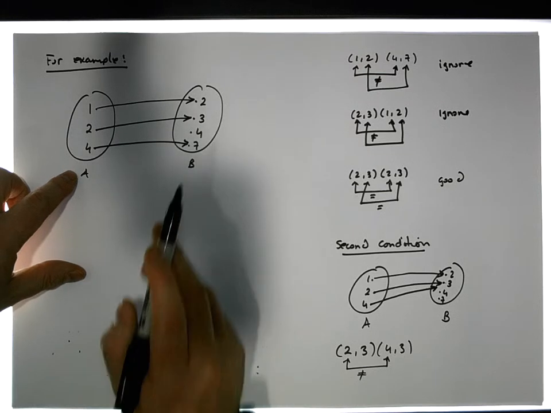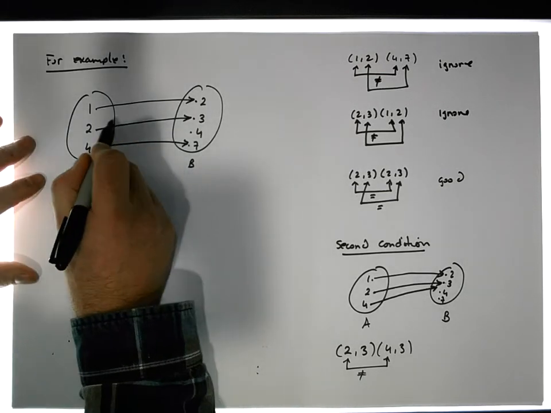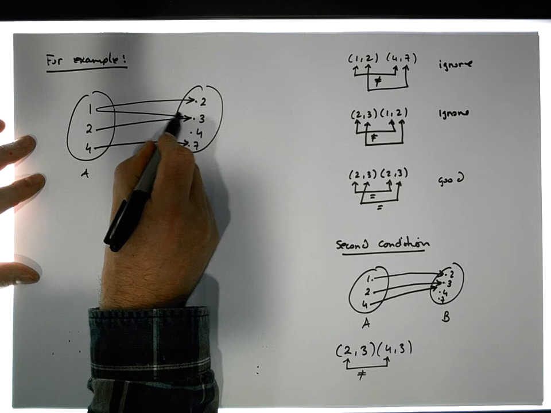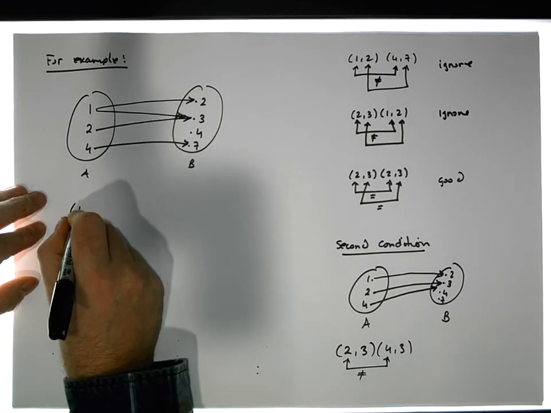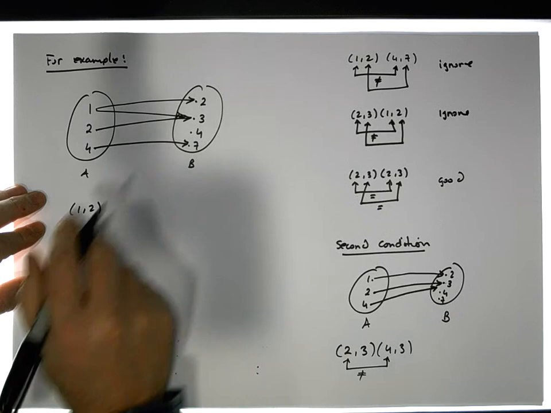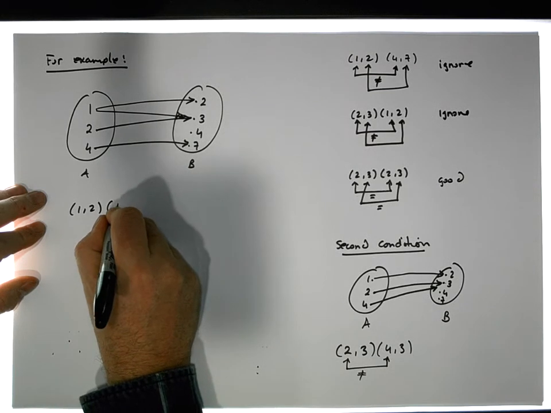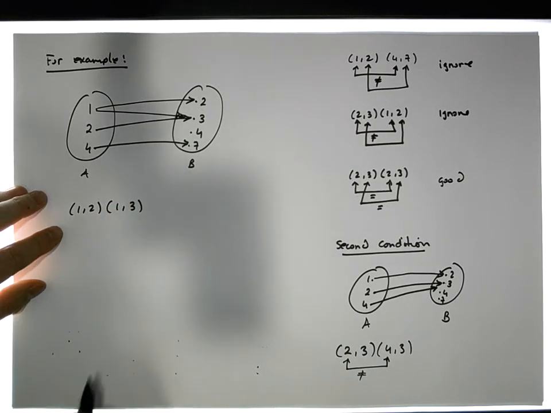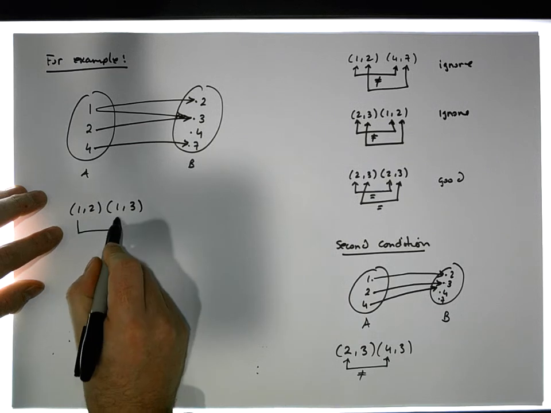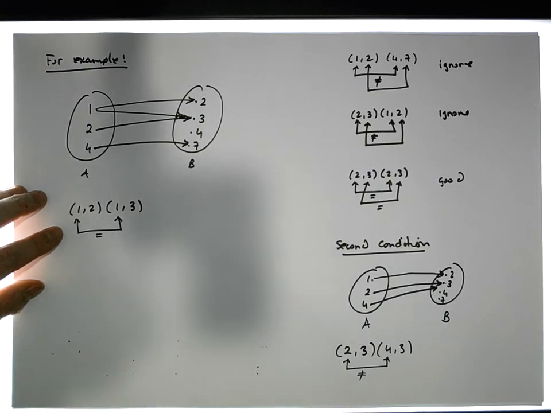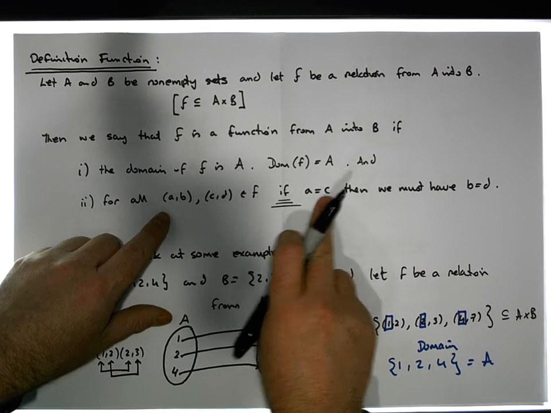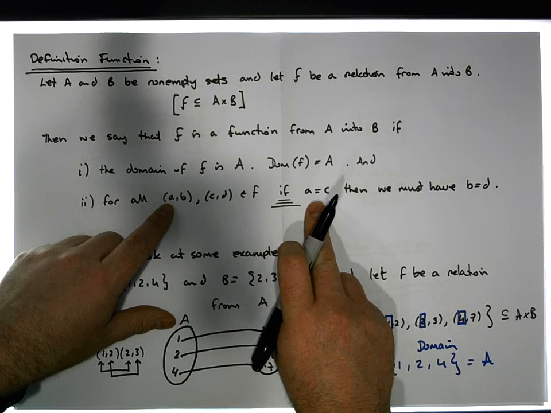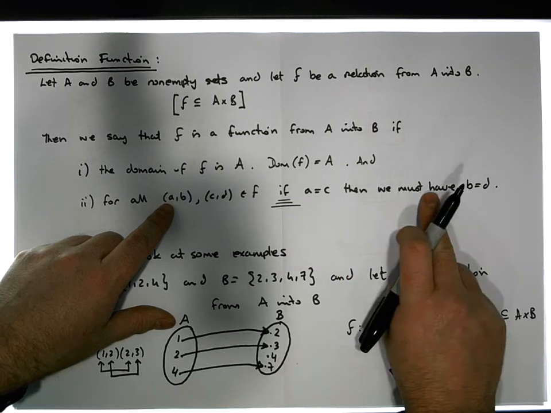But let's do something else. Let's say we have 1 is also mapped into 3. So now we have the ordered pair 1 is mapped to 2, and we also have the ordered pair 1 is mapped to 3. Now these two first values are the same. These are equal. So because they're equal, we need to check the second condition. Because the A is equal to the C, we need to check the second condition and make sure what must hold is that the second values must be equal.